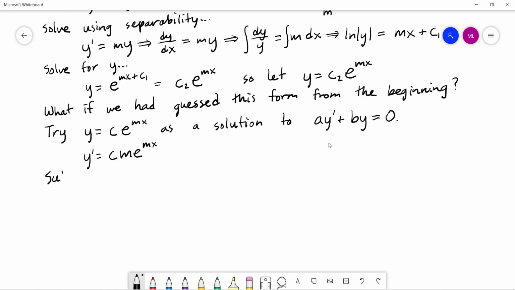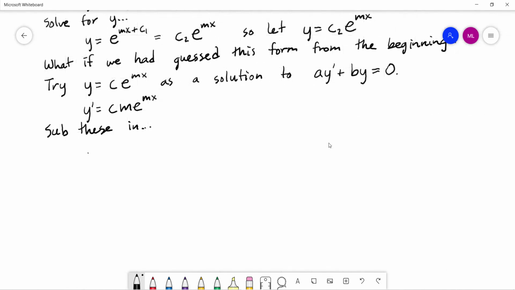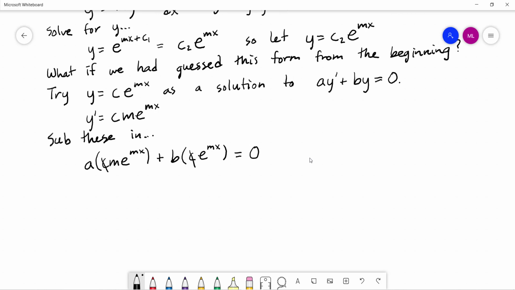If we sub these in, we would get a times y prime. Right, so I'm subbing them into this, a times y prime. So a times this, a times cm e to the mx, plus b times the original y, b times y, and here's y. So b times c e to the mx equals 0. So here's the first important thing. As soon as I plug into this, I can immediately divide by c and get total cancellation, which is nice because it means I didn't ever really need the c to begin with.